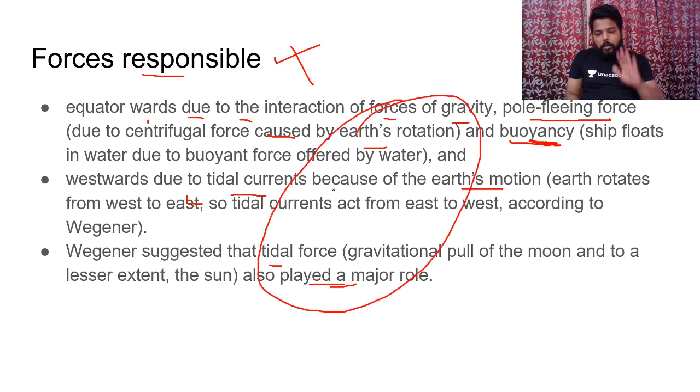But my simple question to Alfred Wegener, he is not alive right now, but think of yourself as Alfred Wegener and imagine: if the gravitational pull of the sun and moon had the capacity to make the continents move, don't you think that same gravitational force might have stopped the rotation of the Earth as well? But did the rotation of the Earth stop? Did the rotation of the Earth change? Did the time phase change? No, absolutely, this was not logical in nature. But this particular theory has given a basic platform for the rest of the theories. That's the reason why this theory is highly important for you.